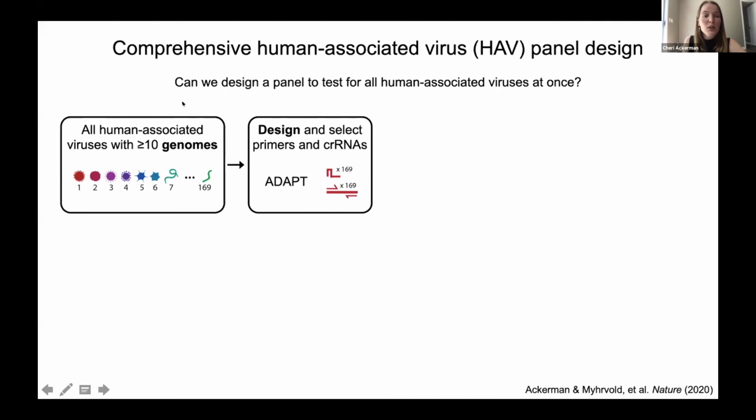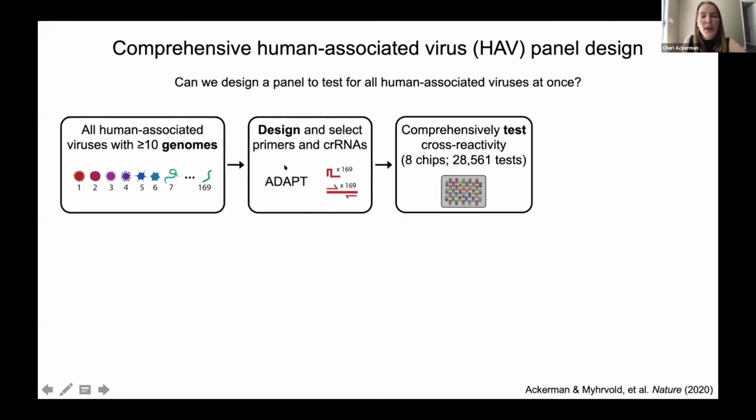So using those genomes, we designed PCR primers and CRISPR RNAs, which could amplify and detect each virus. And then we used CARMEN to physically test the performance of each of those assays against every single target. And that was over 28,000 tests.